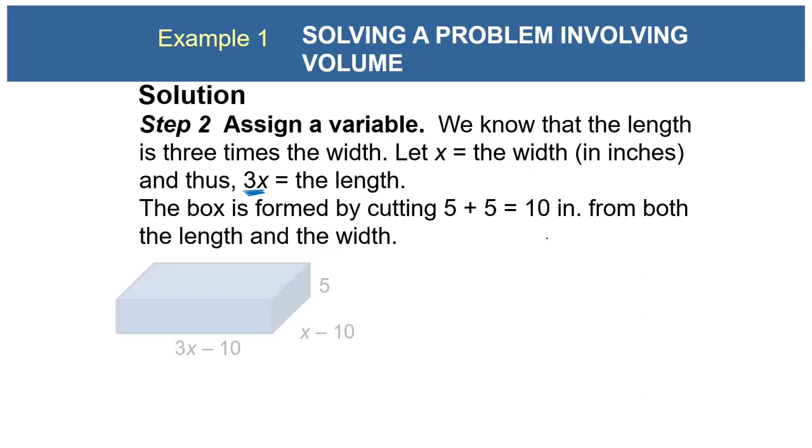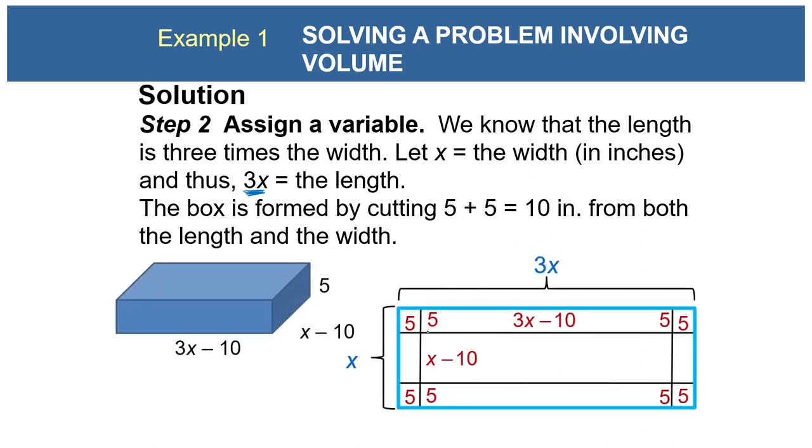So let's draw a picture. This is the original piece of sheet metal. This has a width of x and a length of 3x. We're cutting a 5 by 5 square from each corner, and we're folding this up to create this box.